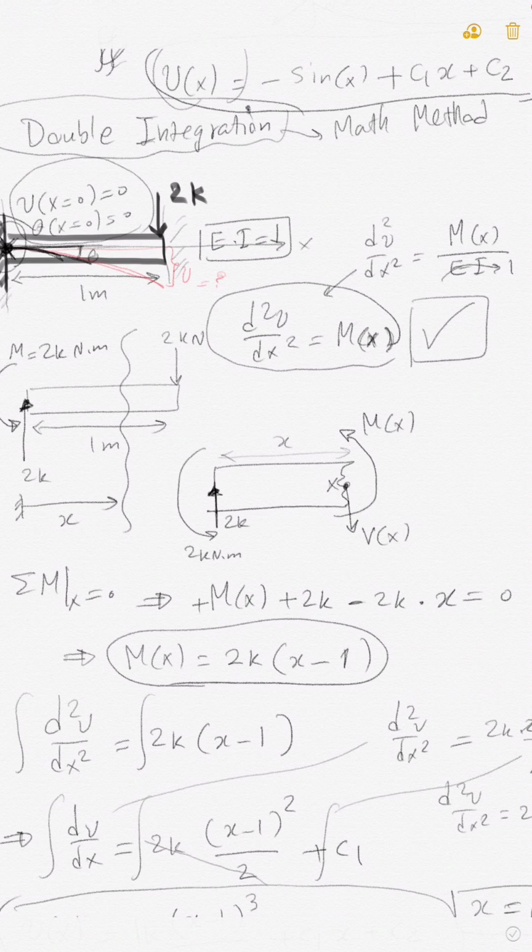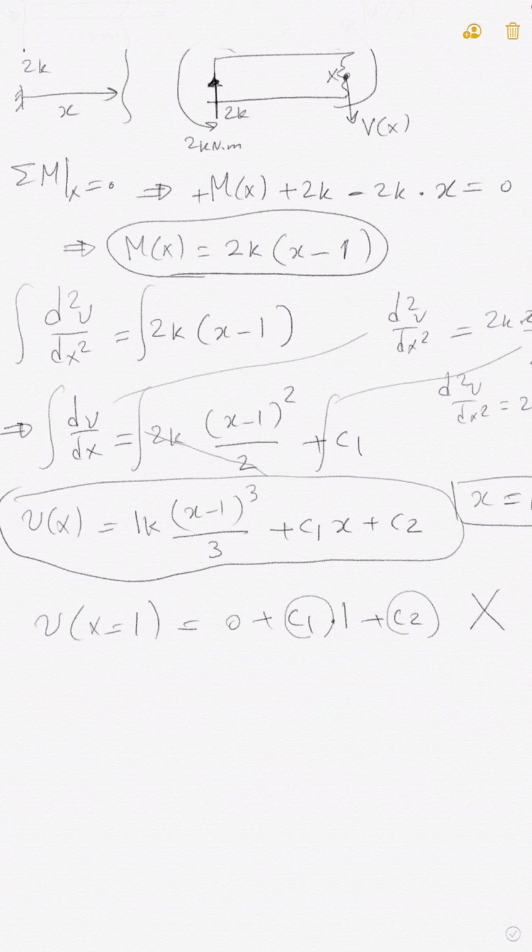So I have these two conditions. Let's write it here. v at x0 is equal to 0, and theta, which is equal to dv/dx, which you can prove, at x0 is equal to 0. I have these two conditions from the physics, from the boundary. They call them boundary conditions.